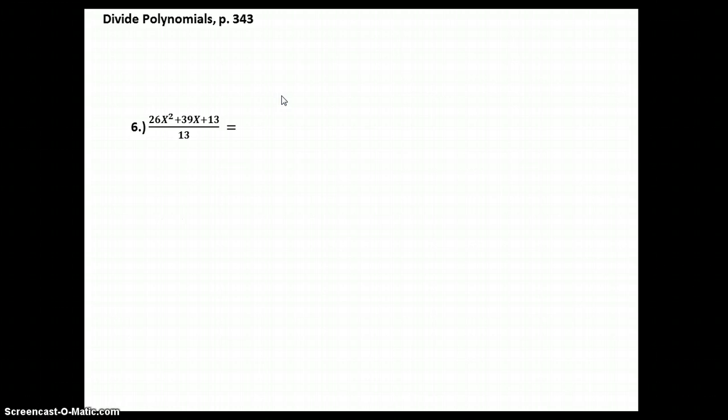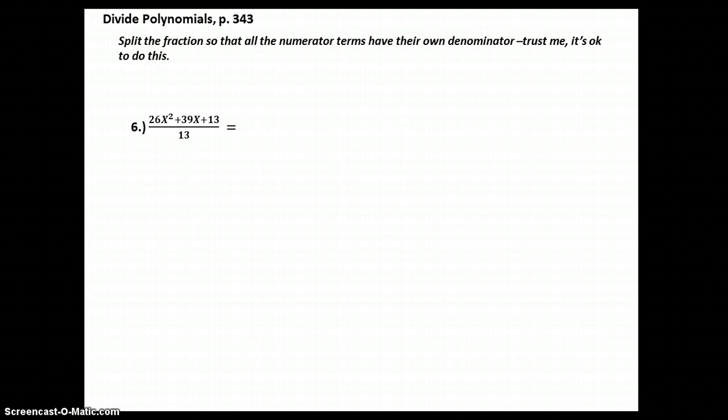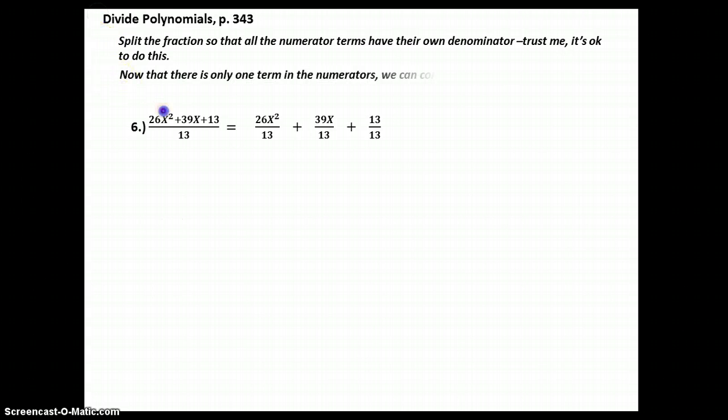Well, in order to carry out division like this, and this is coming from page 343 in the textbook, this is number 6, we want to split that fraction so that all the numerator terms have their own denominator, and it's okay to do this. Now, this is when we have only a single term in the denominator that we can take this step. So you now see how I split it into three different fractions, where each of the terms from over here has its own fraction here with its own denominator of 13. Like I said, it's okay to do that.